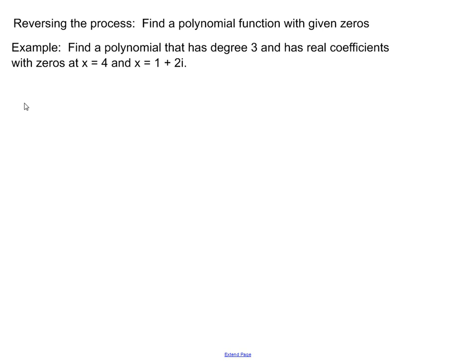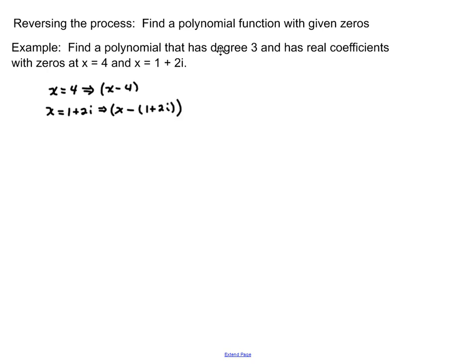What do we need to know? Well, if we have a third degree polynomial, that means we have to have 3 linear factors. Well, what linear factors do we know? Well, because we're being told that x equals 4 is a zero, that implies that one of our factors must be x minus 4. x equals 1 plus 2i also implies something. In this case, it implies that x minus the quantity 1 plus 2i must also be a factor. That's one thing.